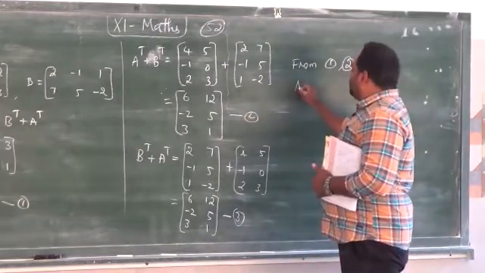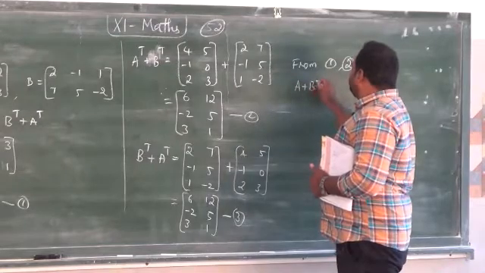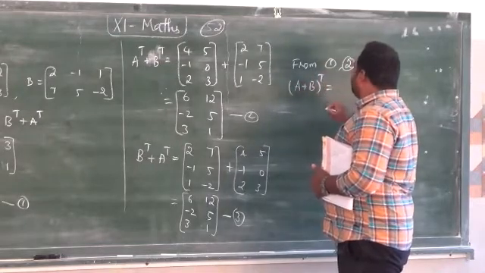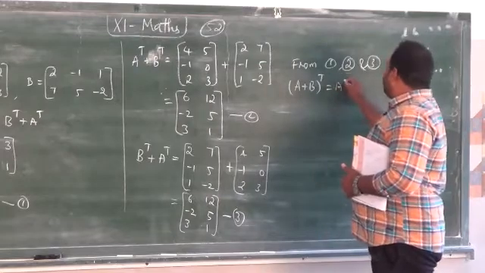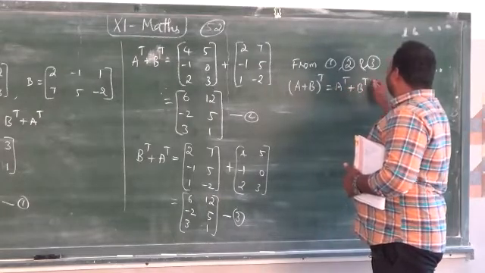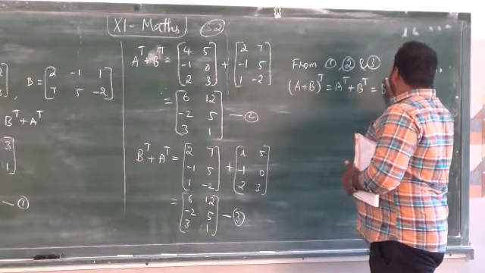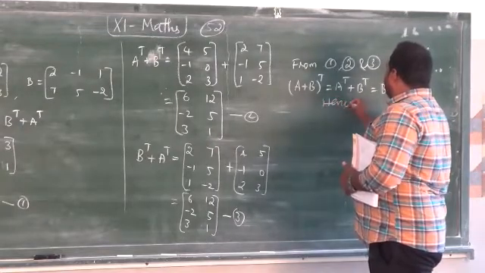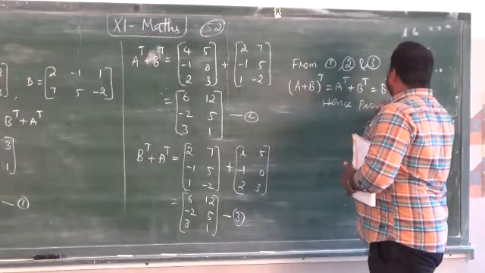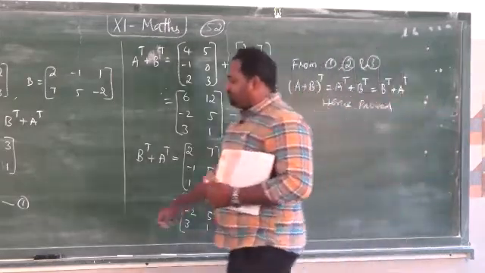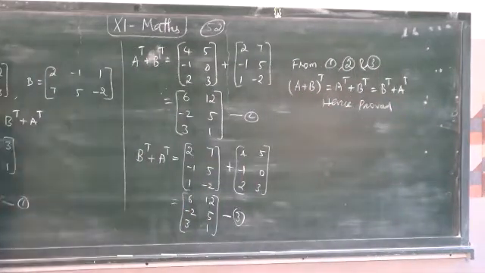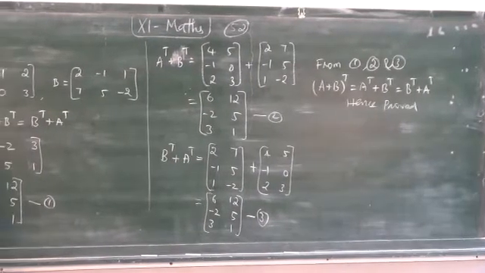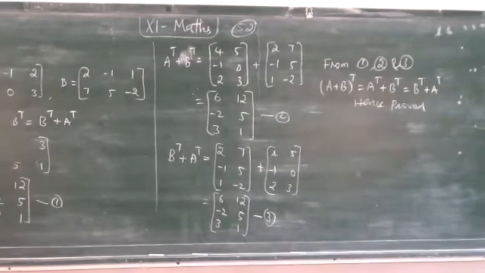So (A plus B) transpose equals A transpose plus B transpose equals B transpose plus A transpose. Hence proved, hence verified. So with this, subdivision 1 of the problem is over.